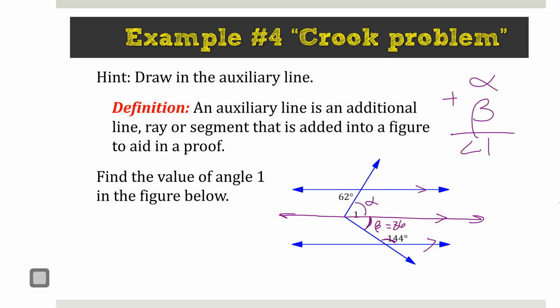All right, good. Forget about the bottom now. Forget about all this stuff. How big is alpha? 62. Why? Who said 62? Why, Lily? Because of the alternate interior angle. There you go. So therefore, angle 1 is equal to 62 plus 36, which is 98 degrees.